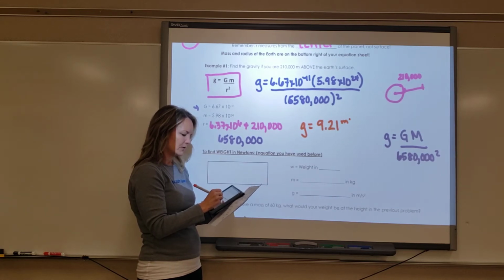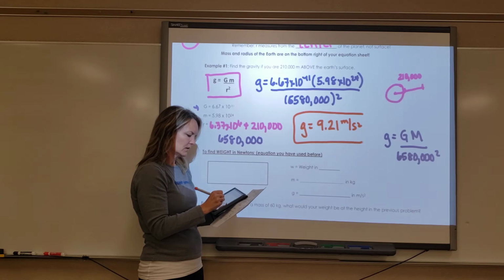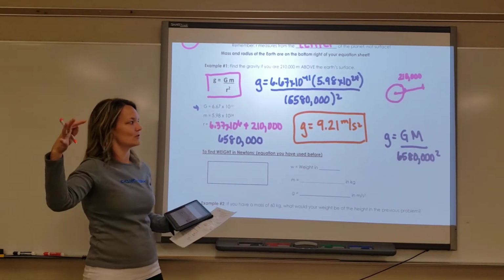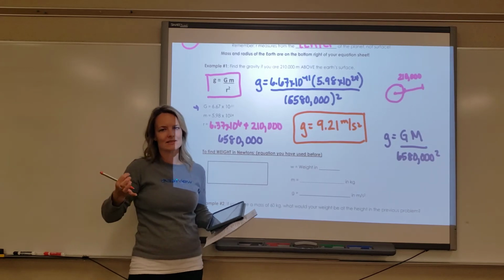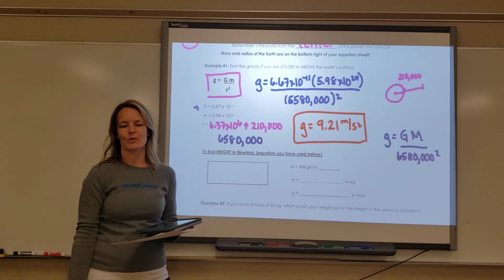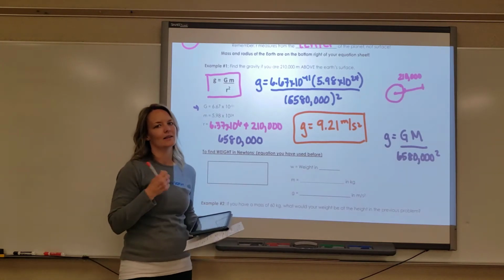If you do your math correctly, you will find that the little g comes out to be 9.21 meters per second squared. So getting 210,000 meters off the surface of the Earth decreases your gravity by a little bit. Normally it'd be about 9.8, now it's about 9.2. So it would make you feel a little bit lighter.